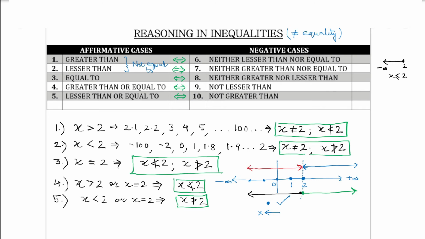Coming down to the green colored arrow, let's say this is 2. Dot means that the point is inclusive. Infinity by default cannot be measured. So here what am I representing? I am representing x is greater than or equal to 2.